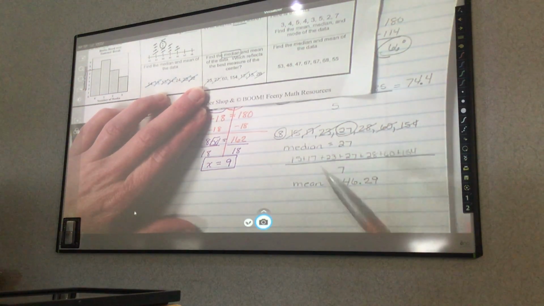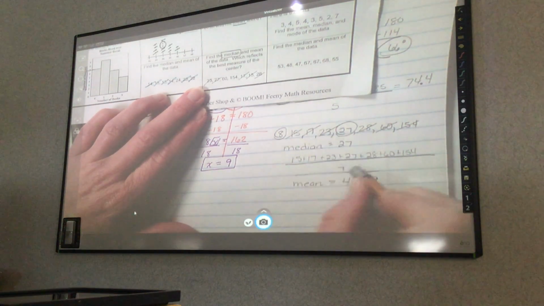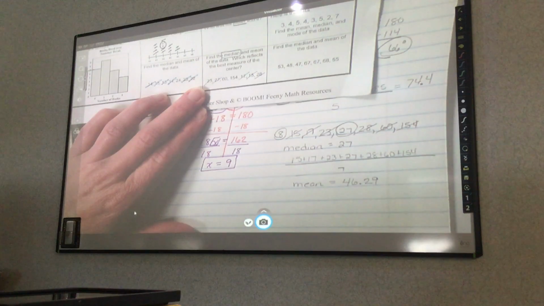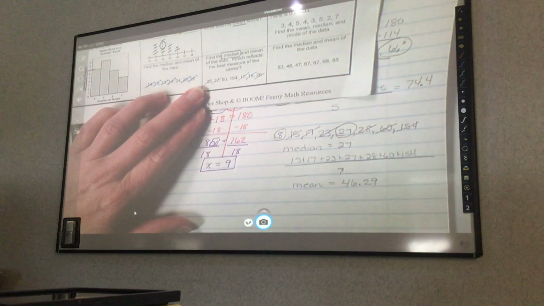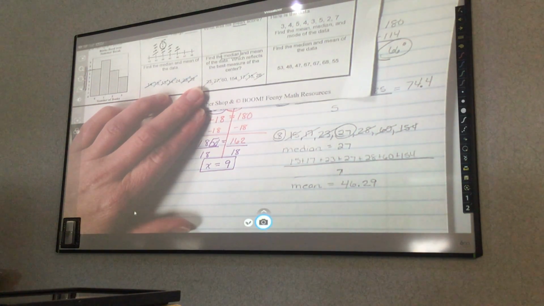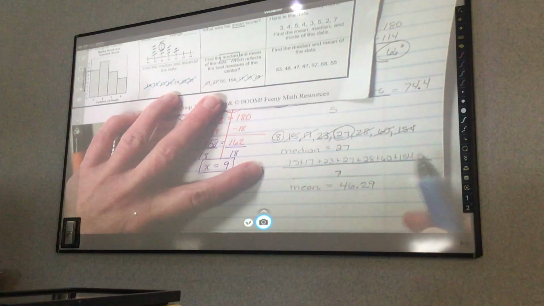Then it asks, which is the better measure of center? Is it going to be the median or the mean? What do you guys think? Xander? Why? Who thinks they can explain what they think it is? Nobody? Okay. Take a look, and this is what you need to pay attention to.